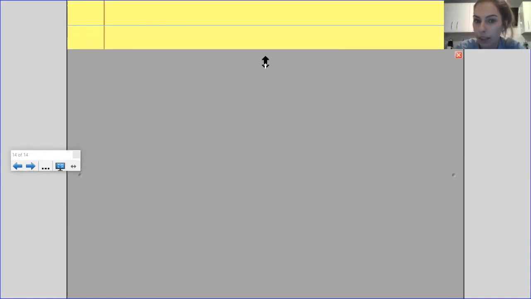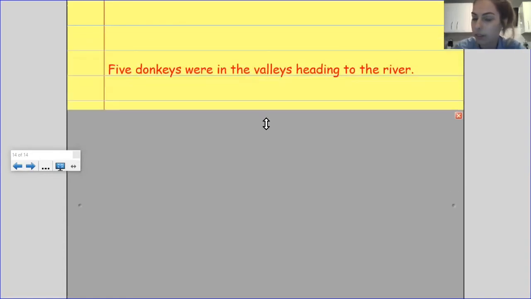Okay, here we go. 5 donkeys were in the valleys heading to the river. I can see donkeys and I can see valleys, both of them ending in the EY grapheme for the E phoneme, and we just add S.